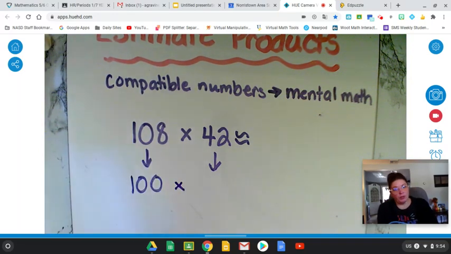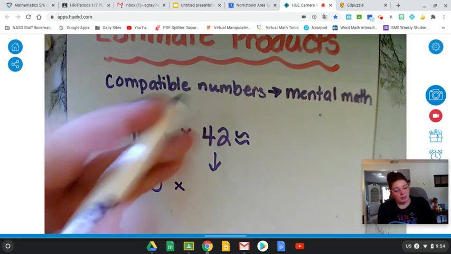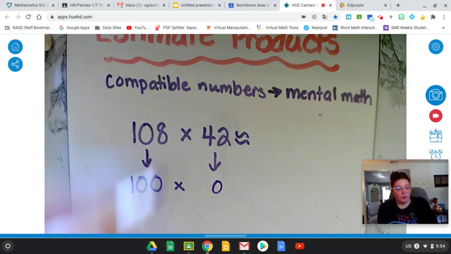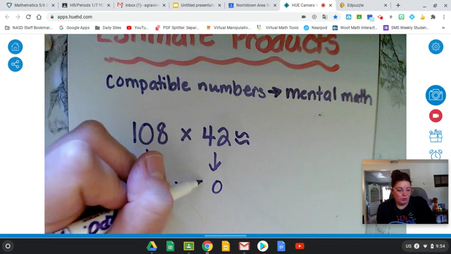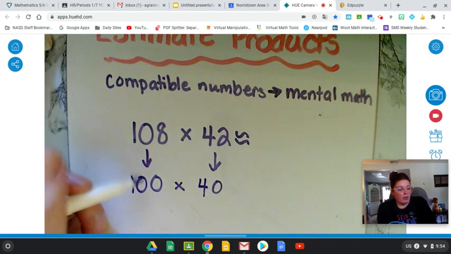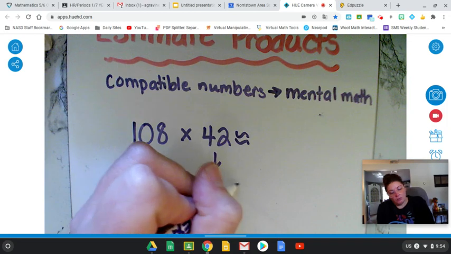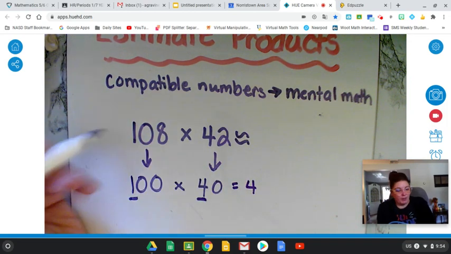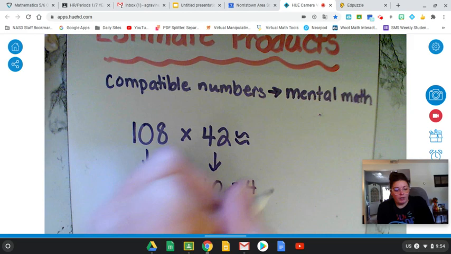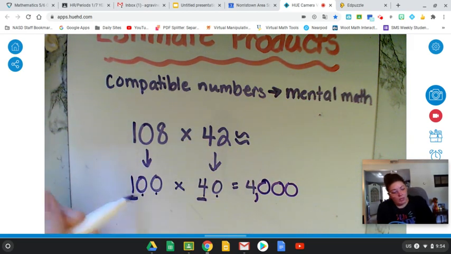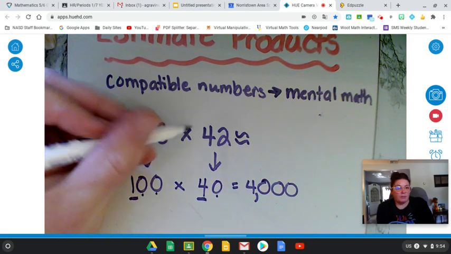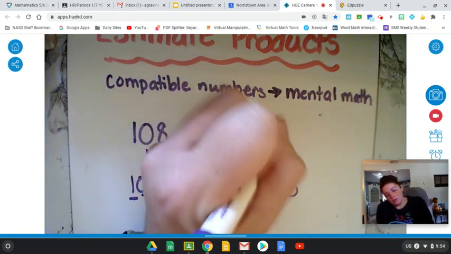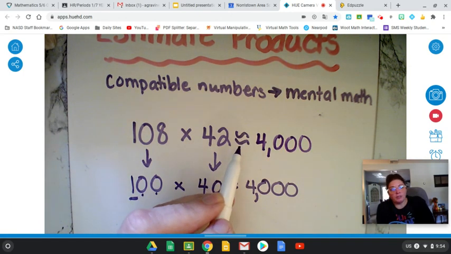All right, let's change 42. I want to get a 0 in my ones place. So is 42 closer to 40 or the next 10 up, which would be 50? It's closer to 40. So now I have a basic fact of 1 times 4 is 4. And I need to count my zeros. 1, 2, 3. So 100 times 40 is 4,000. But in our problem, 108 times 42 is about 4,000. That's why we have the squiggly lines.